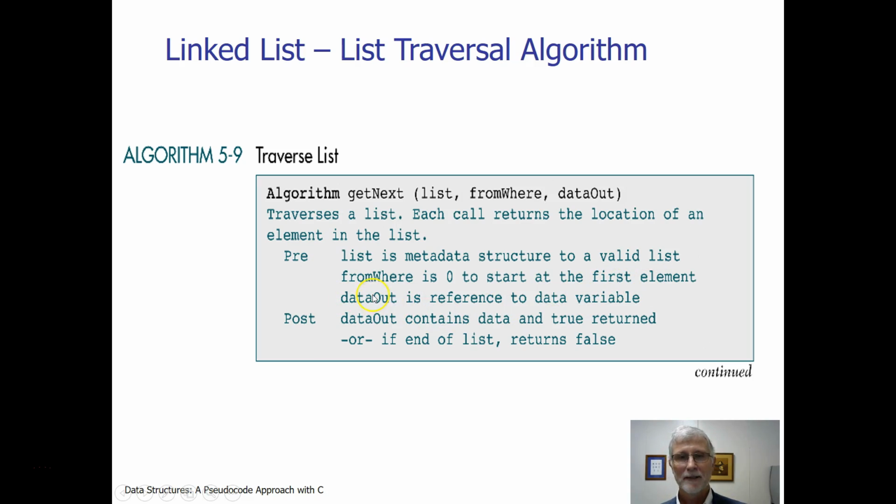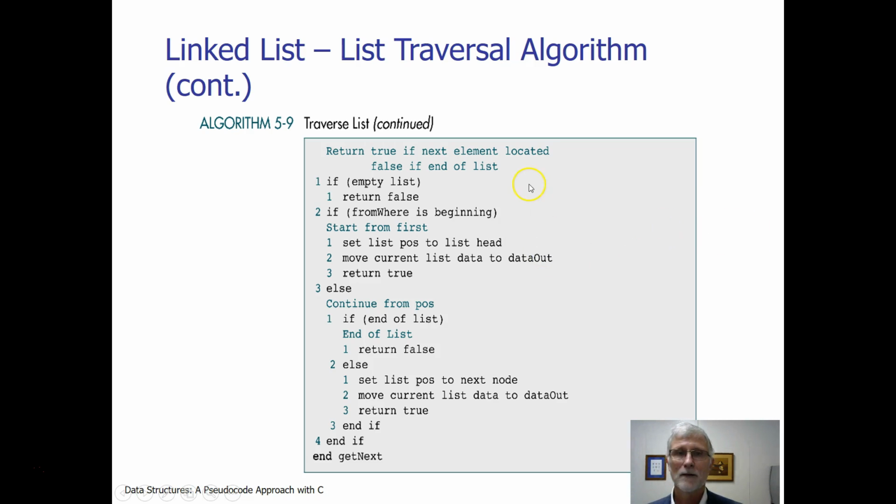You're going to say, from where am I starting, a pointer to the list. In most cases you're going to say start at the beginning of the list, and then data out is where you're going to store the data. Now, and of course, true or false. So if the list is empty, there's nothing to traverse. So you're going to say, hey, I'm done. But you're also going to tell them, hey, there was no list to traverse, so I'm going to give you an indicator that something's wrong.